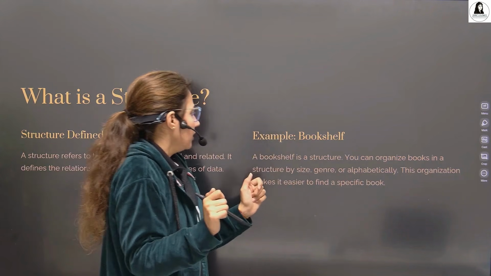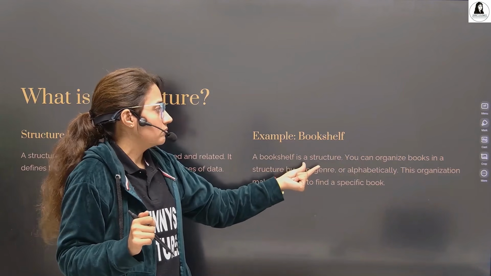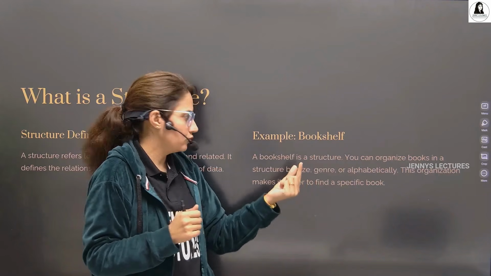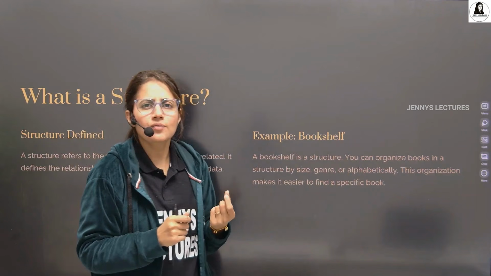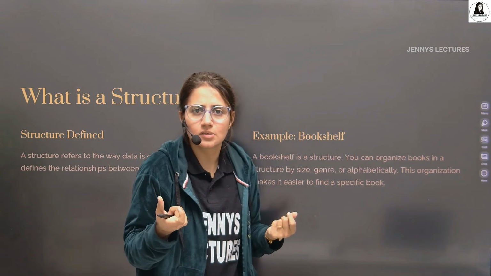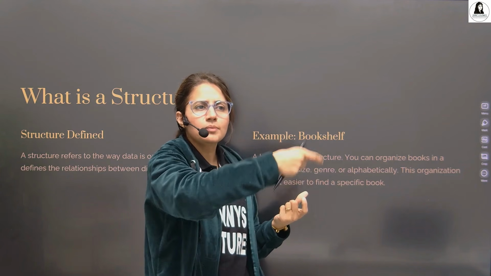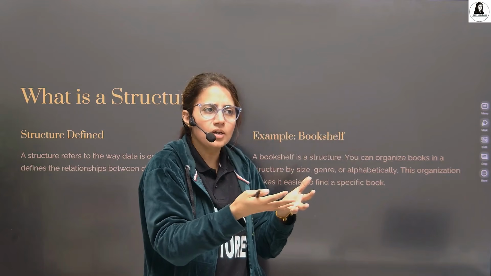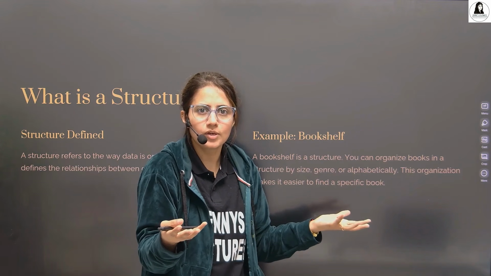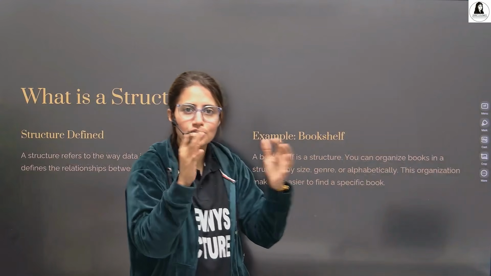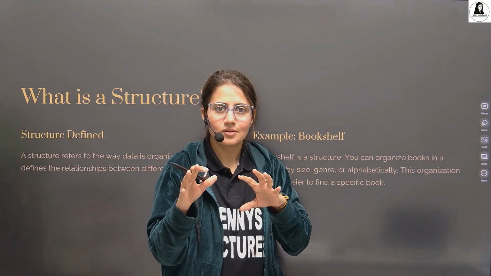Like a bookshelf, it's a structure. We can organize books by their size, by their genre, alphabetically, so that we can easily access them. In a library also we have those shelves. Those are nothing but structure to organize the books, which are like data. So that is structure. Now data structure is the combination of these two, data plus structure.